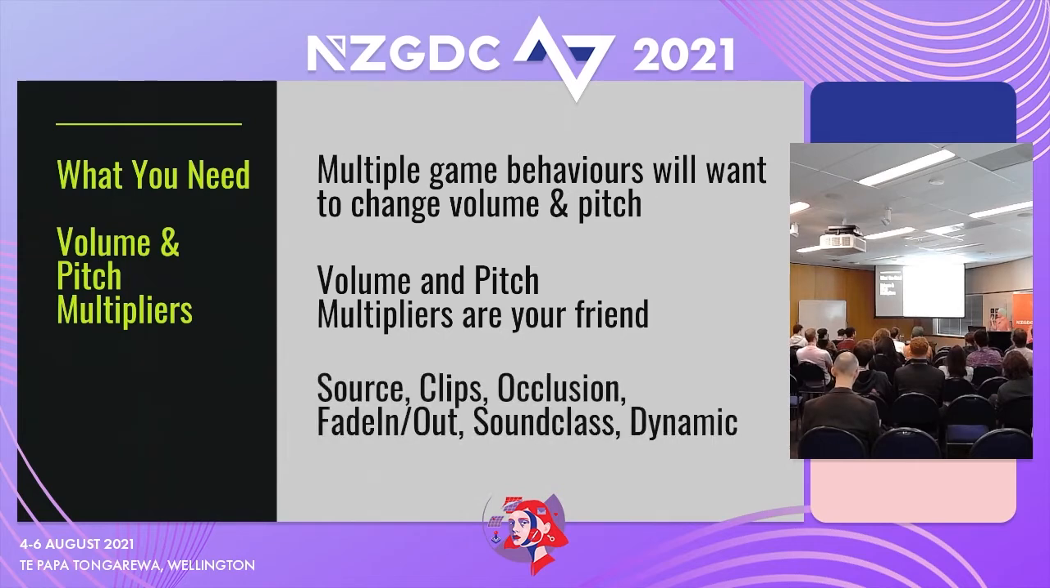So, for example, in Stationeers, I have the source volume, which is the volume that I've decided that the audio source is going to play at. That's on the attenuation. Clips volume, which is attached to the clip. Occlusion, so if something's occluded, it's got a volume multiplier applied to it. The fade in, fade out, I use a volume multiplier for that. You could create your own sound classes. I haven't done that, but it'd be a nice thing to do. You could have a sound class volume, and also just a dynamic one that's available for game logic, so that I can say, when this thing happens, drop the volume of that audio source.